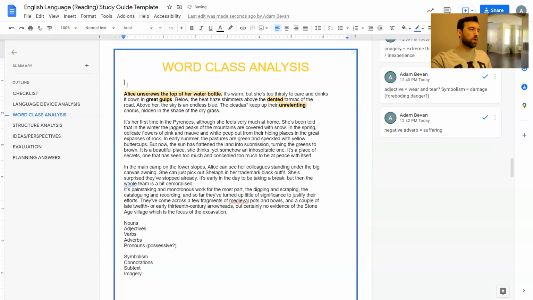This might be what we end up doing. One of the points or ideas from reading this first paragraph is Alice seems very determined since she has many hardships on the dig, yet perseveres.